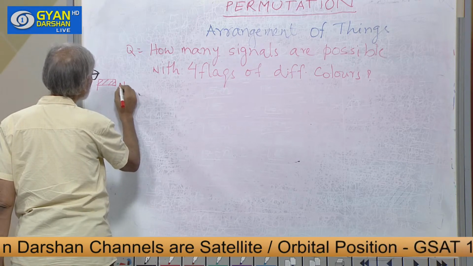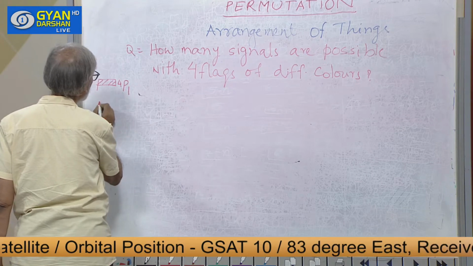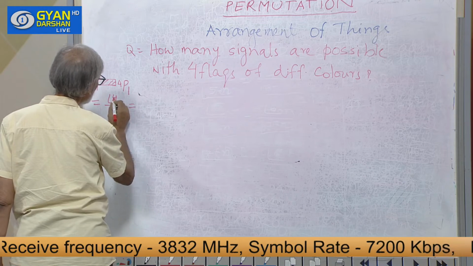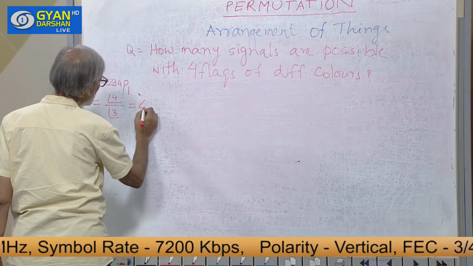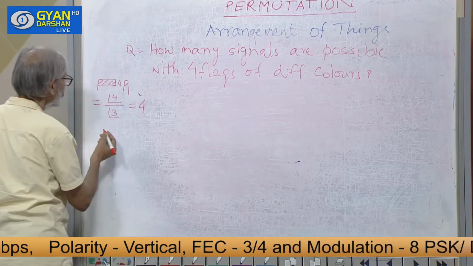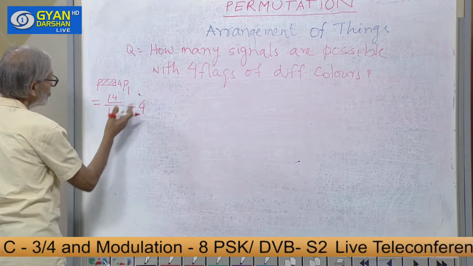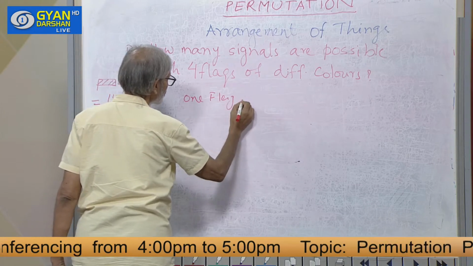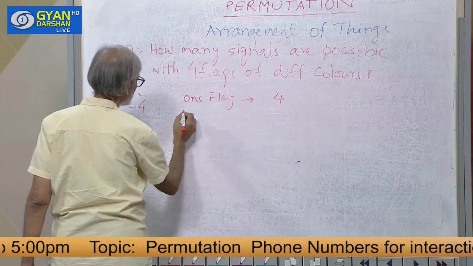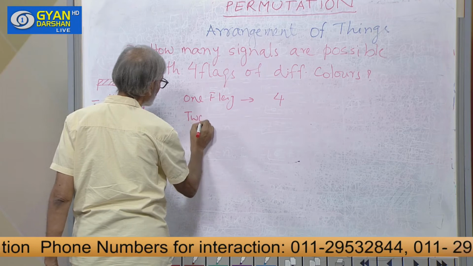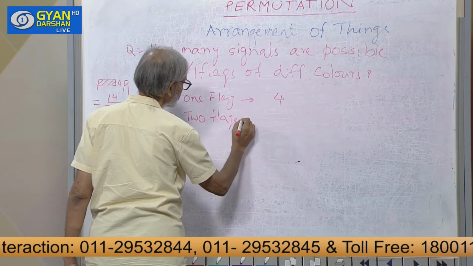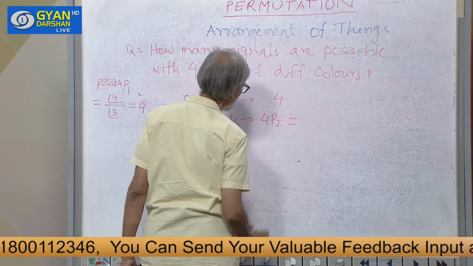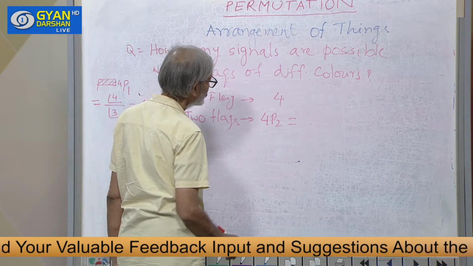So it will be equal to 4P1, which is equal to factorial 4 divided by factorial 3, which is equal to 4, because factorial 3 will cancel out. So it will become 4. Very simple, four color flags. So taking one at a time, it will become 4. Suppose taking 2 flags at a time. So this will be equal to 4P2.